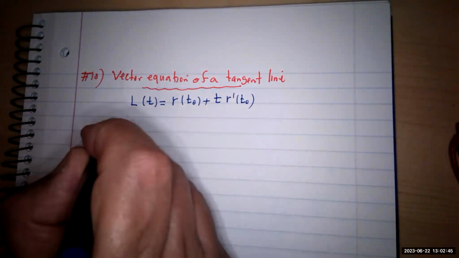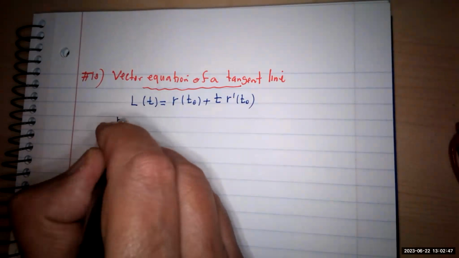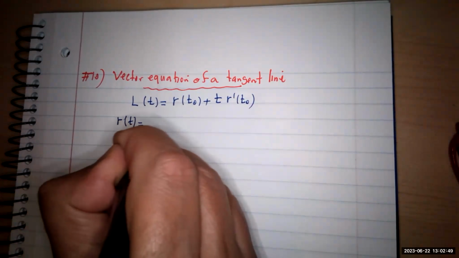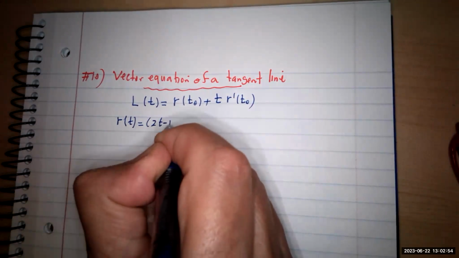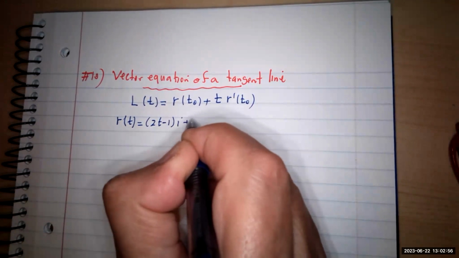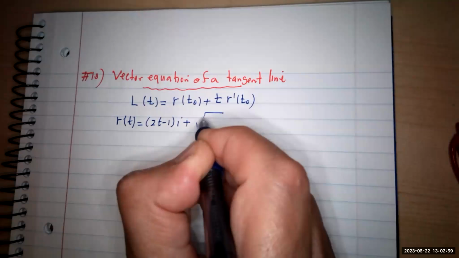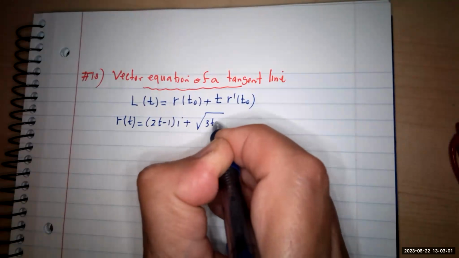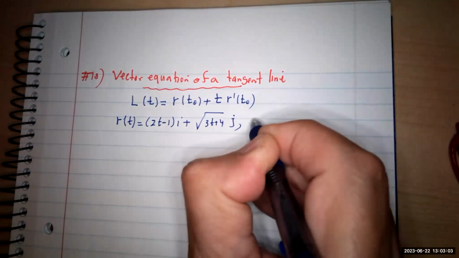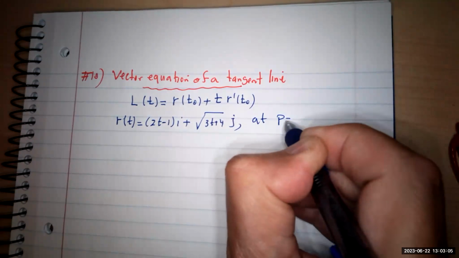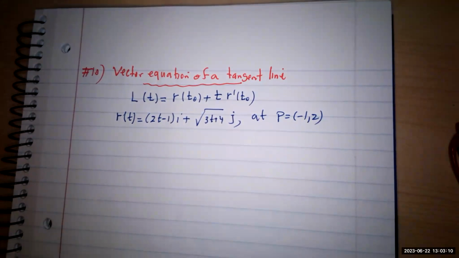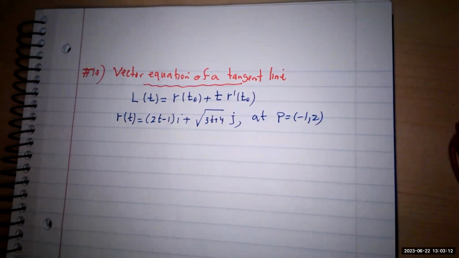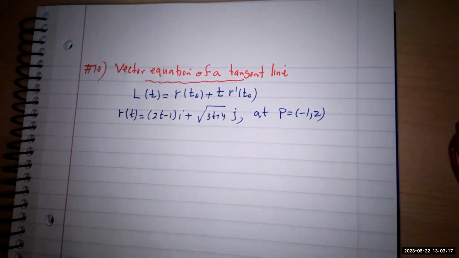So in this problem, part one, r of t is given to you. r of t is (2t minus 1)i plus the square root of 3t plus 4 j, at the point P equal to (-1, 2). It's two-dimensional, a plane curve. You have one in two dimensions and one in three dimensions, so be ready for both of them. That's it.